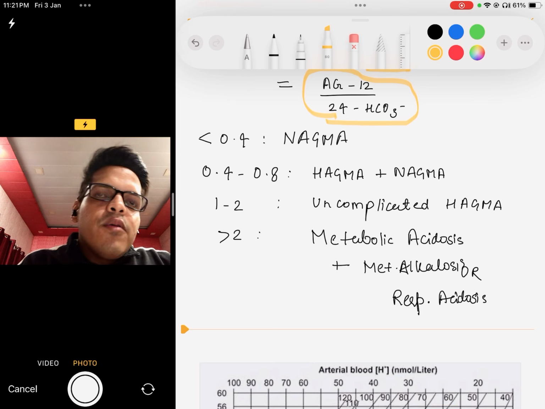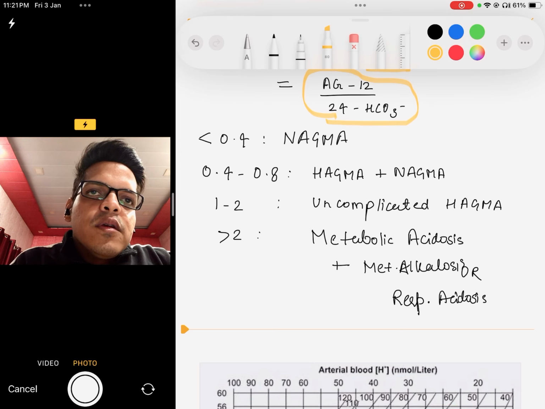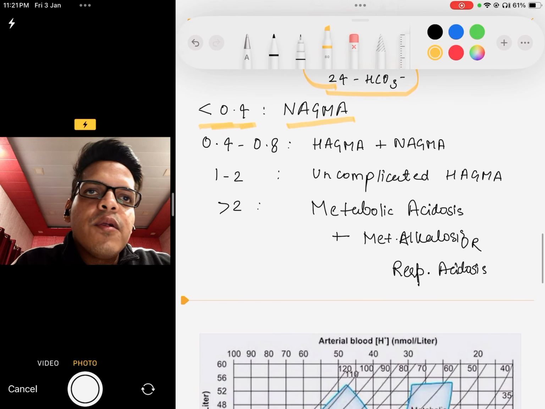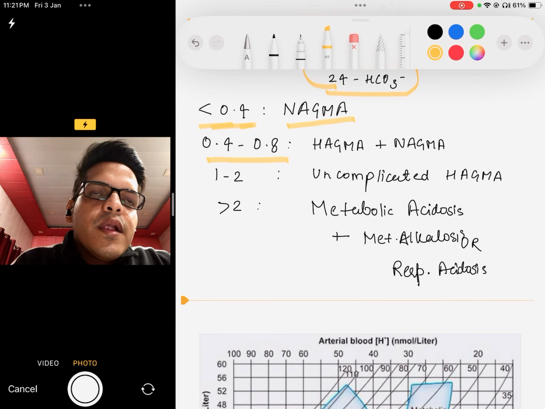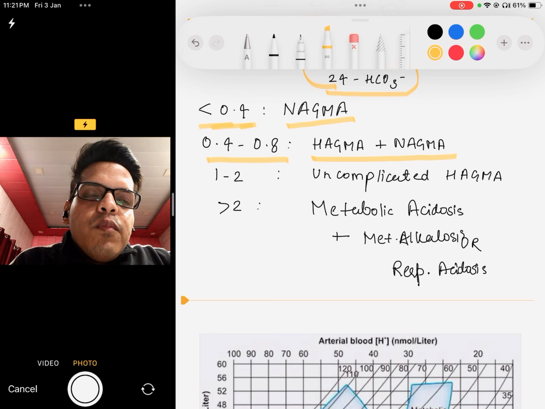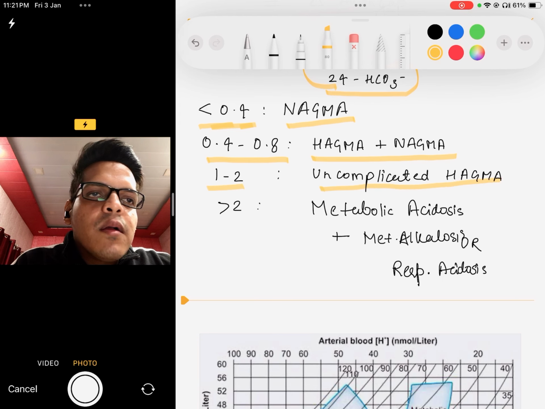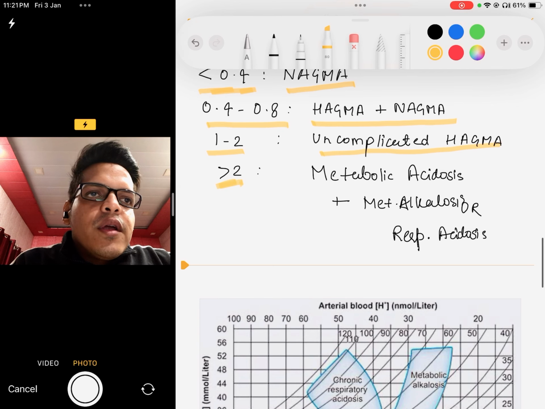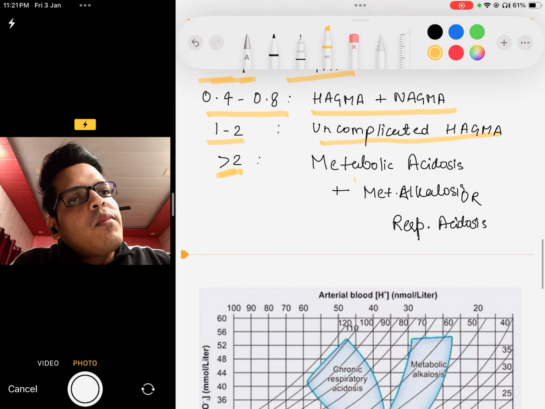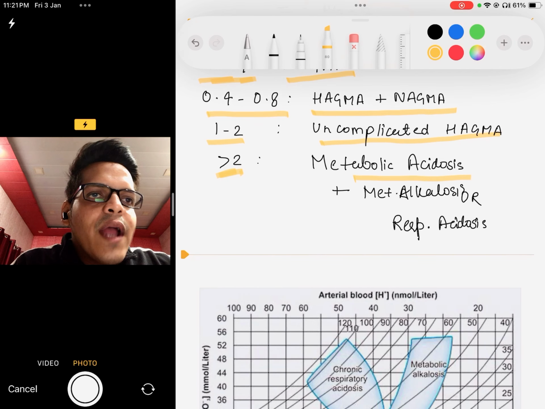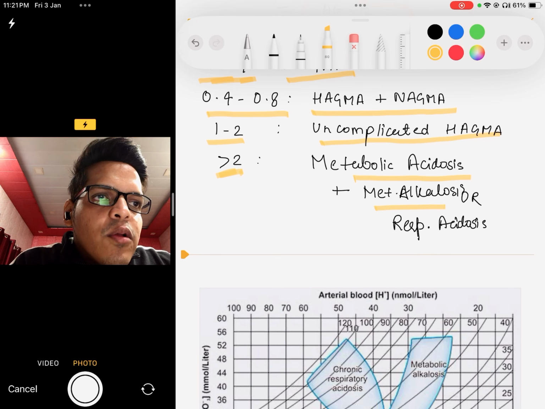Based on the values, it is further inferred that if it is less than 0.4, it becomes NAGMA, that is normal anion gap metabolic acidosis. 0.4 to 0.8 is high anion gap metabolic acidosis plus normal anion gap metabolic acidosis. If it is between 1 to 2, it is uncomplicated HAGMA. If it is more than 2, there is a concurrent disorder. That means there will be metabolic acidosis for sure, and either metabolic alkalosis or respiratory alkalosis.